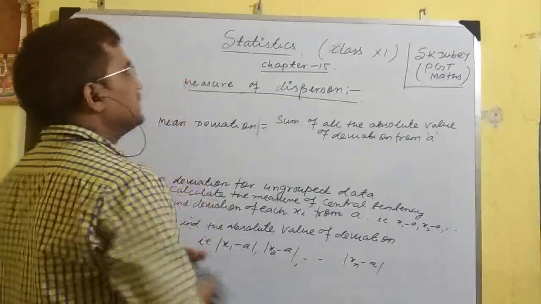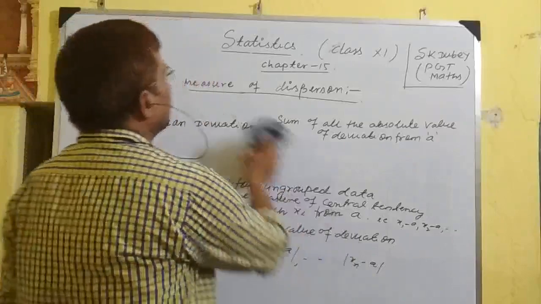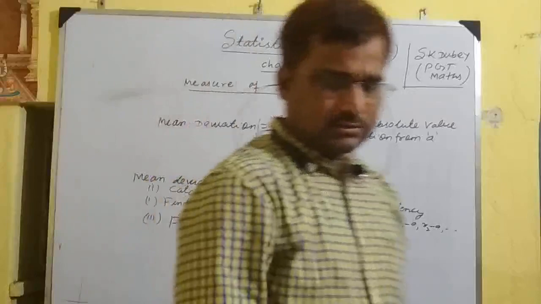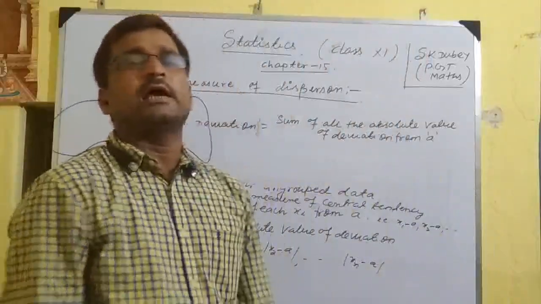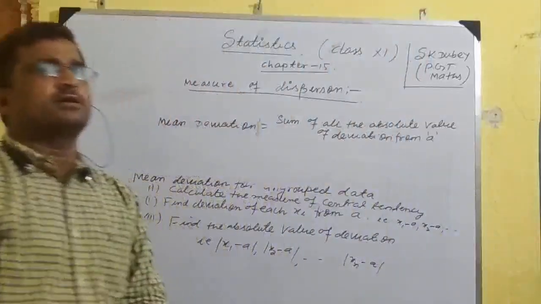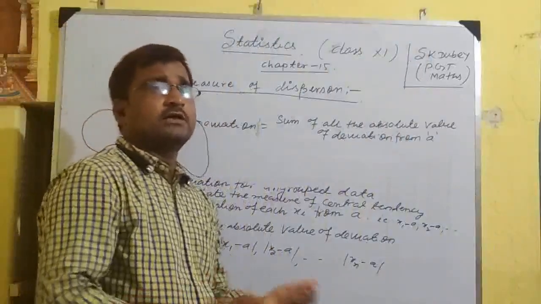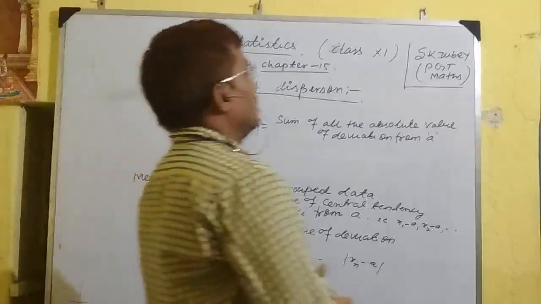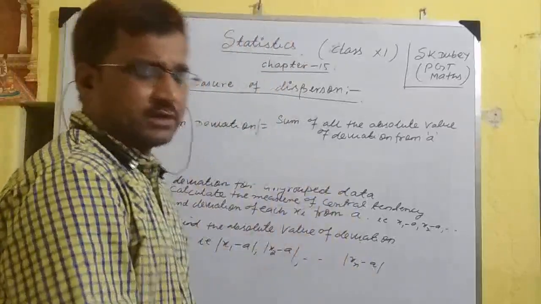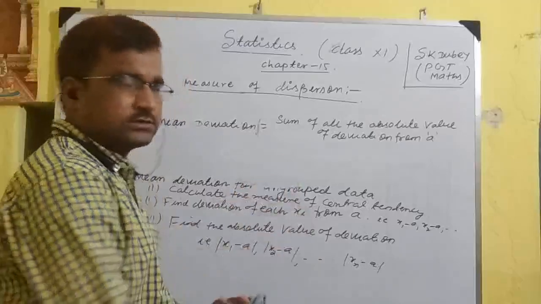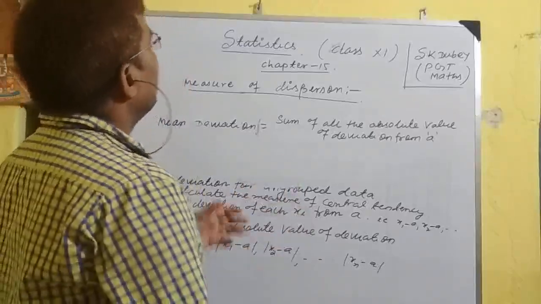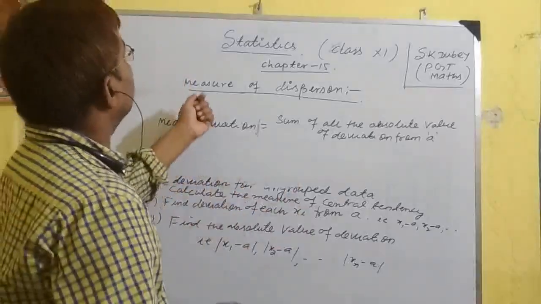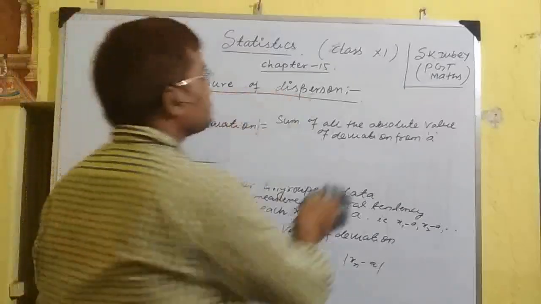Measure of central tendency we have already learned in class 10, but this measure of central tendency does not give the exact idea about the data, that is how the data is scattered from a central value, what is the variability of the data, how it is dispersed. To know about that, we will learn some new topic, that is measure of dispersion.